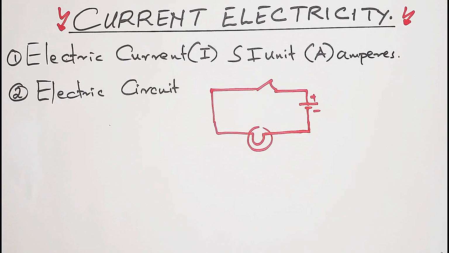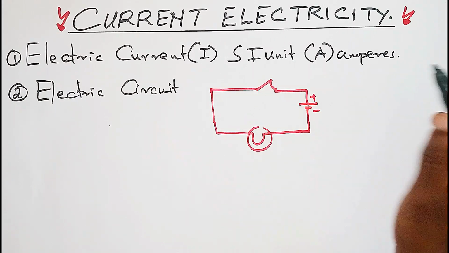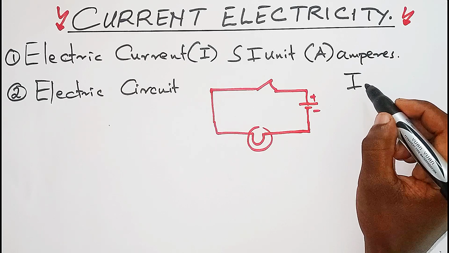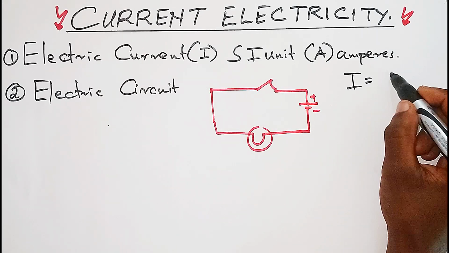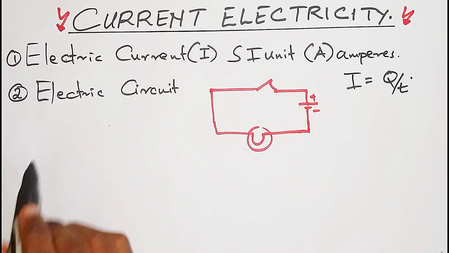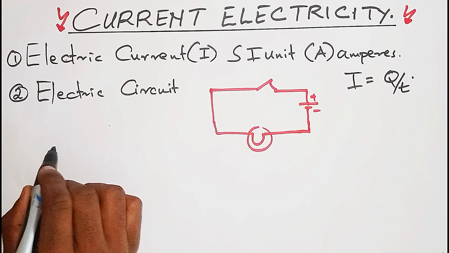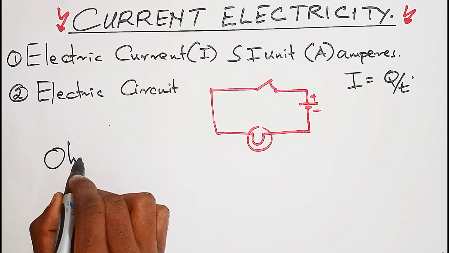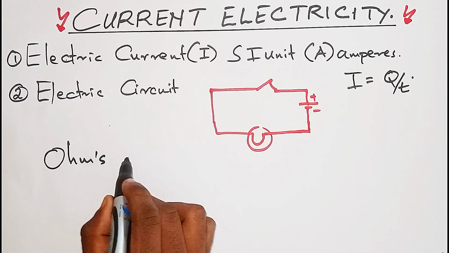Before getting so far, let us see how we can calculate electric current. Electric current, which is abbreviated by capital letter I, equals quantity of charge divided by time. That's the rate at which charge moves across an electric circuit. So let us look at the relationship between voltage and electric current. The relationship has been derived by Ohm, and he formulated his law known as Ohm's law.